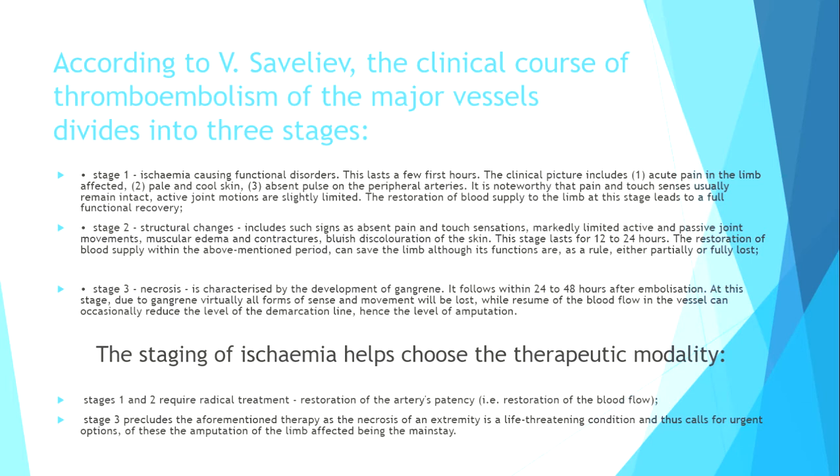The staging of ischemia helps choose the therapeutic modality. Stages 1 and 2 require radical treatment, restoration of the artery patency, restoration of the blood flow. Stage 3 precludes the aforementioned therapies. The necrosis of the extremity is a life-threatening condition, and this calls for urgent options, the amputation of the limb affected being the mainstay.